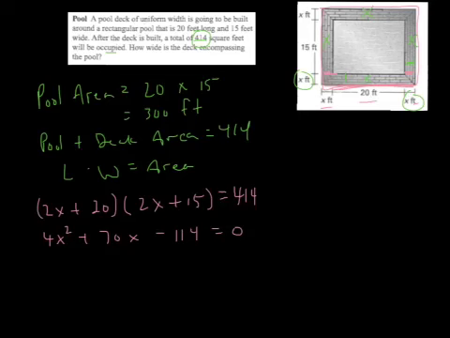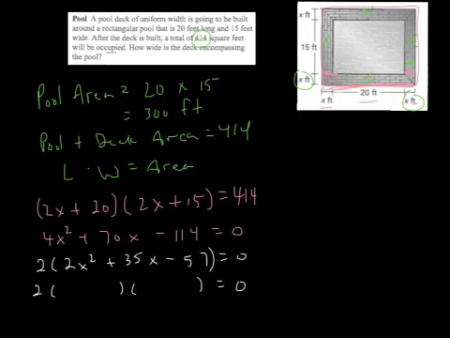So I end up with 4x squared plus 70x minus 114 equals 0. The next step in factoring is, of course, looking for something common to pull out, and we can factor out a 2, leaving us inside 2x squared plus 35x minus 57, and that's all set equal to 0. So now what we want to do is set up our two sets of parentheses. We know that the 57 is negative, so that's a plus and a minus. 2 is prime, so that's 2x and x.